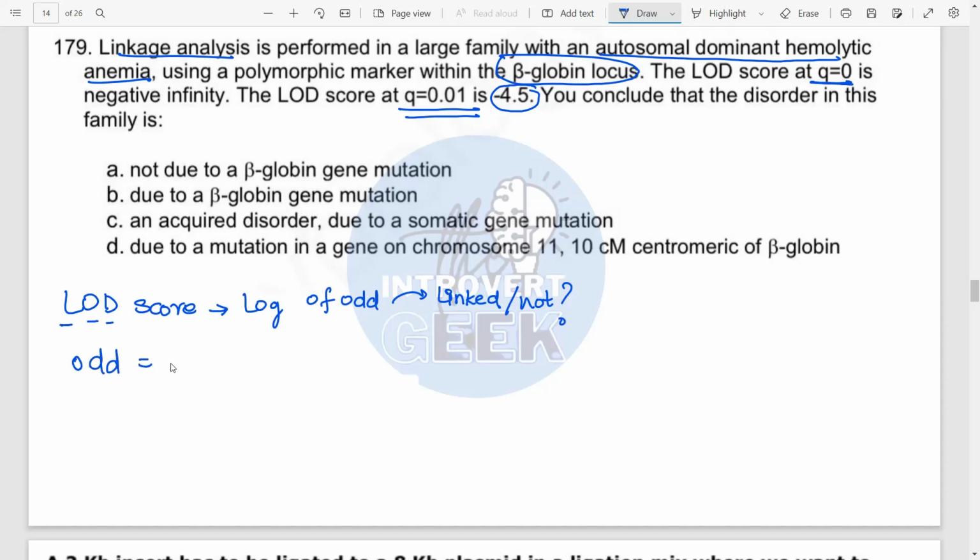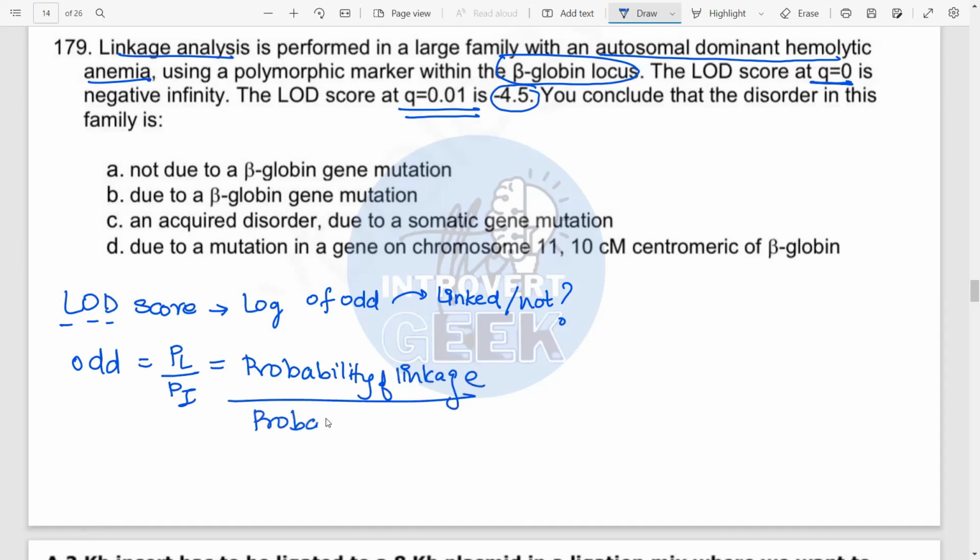The formula is log of odds is equal to PL upon PI. What is PL? PL is the probability of linkage, divided by PI, the probability of independent assortment. Either the trait will be linked, or it will be independently assorted.